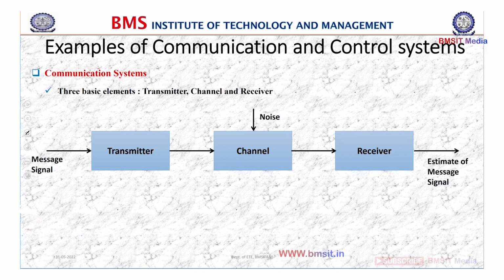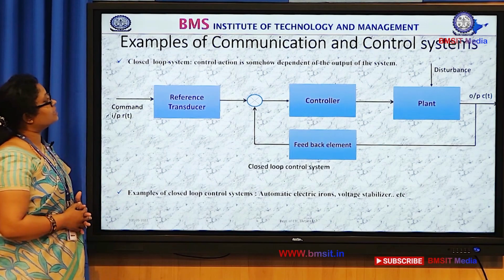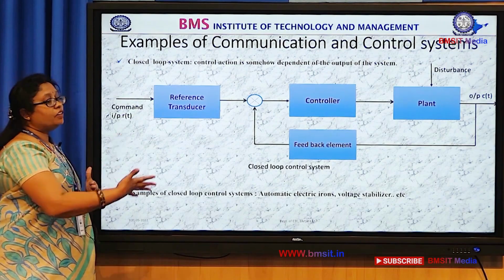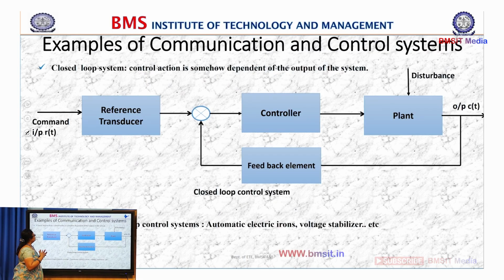Coming to the next one, let us see some examples of control systems. When we talk about control systems, there are both closed loop systems and open loop systems. A control system is an interconnection of subsystems which perform some operation on the input signal, thereby giving some output signal. Let us see what a closed loop system is.